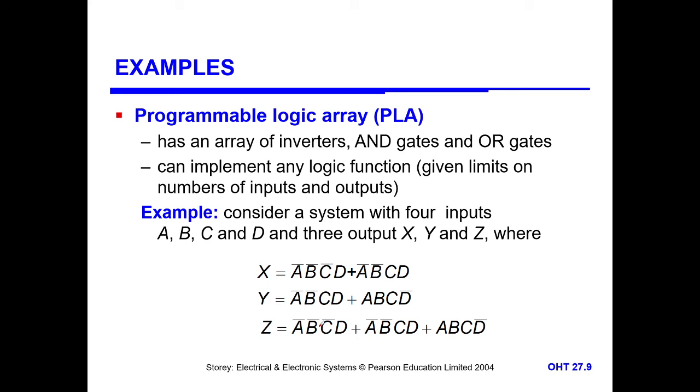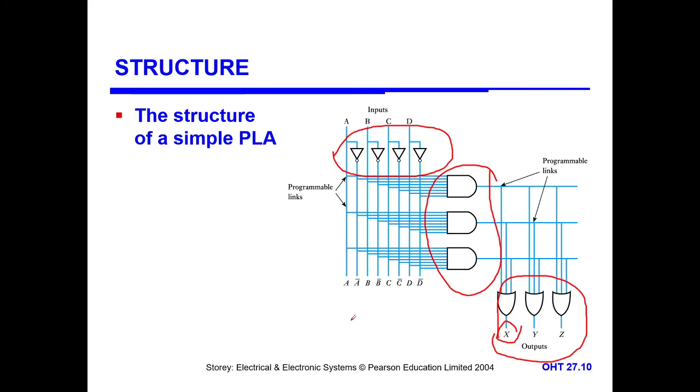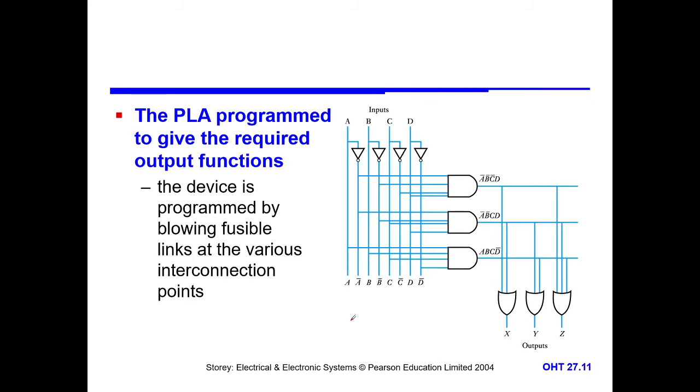Array of NOT gates we have. Array of AND gates we have. Array of NOT gates, OR gates we have, so that can be used to implement sum of product. Next we can go with the PLA program.